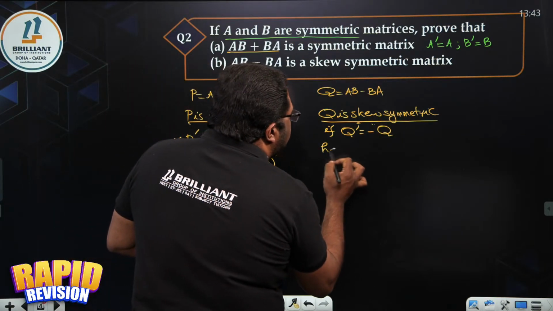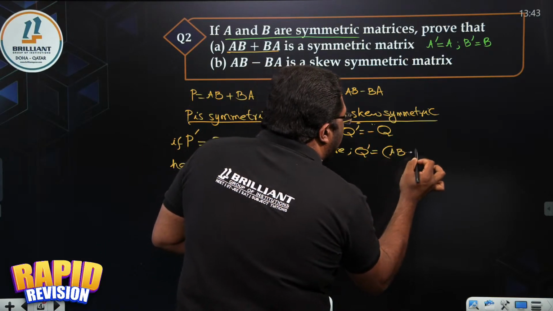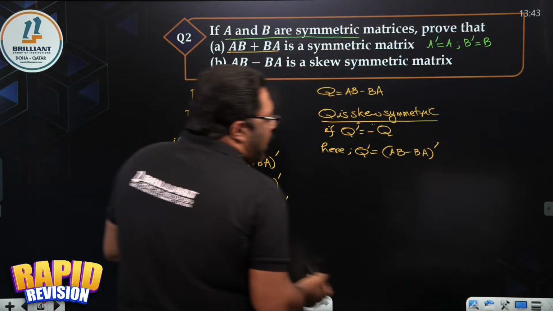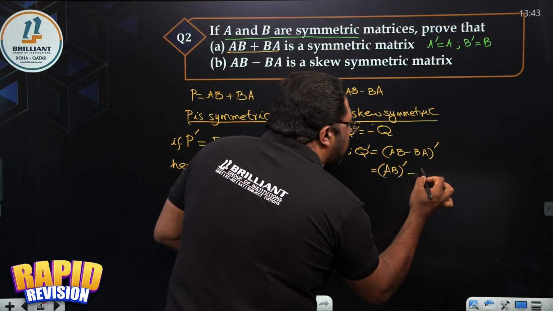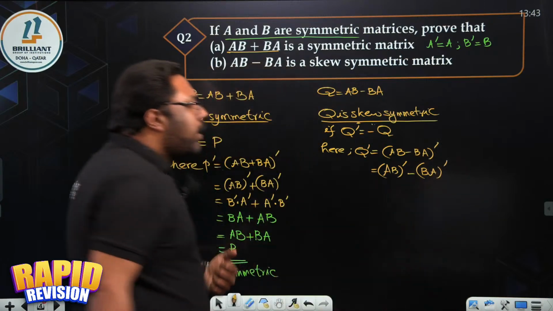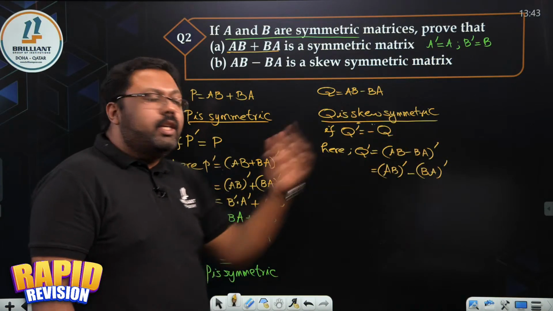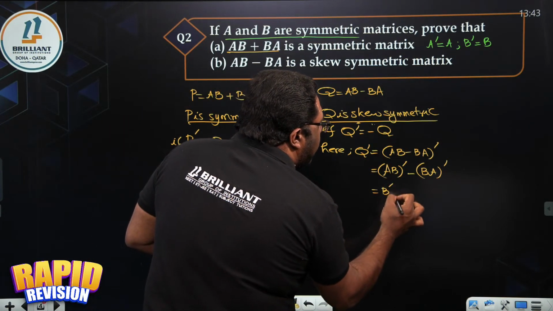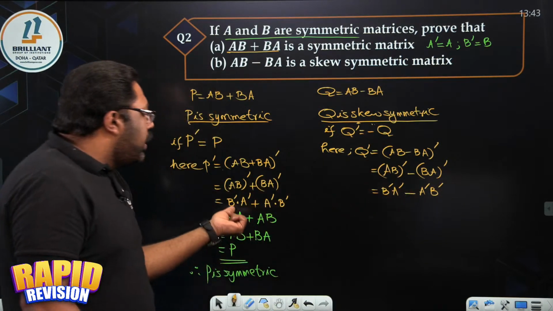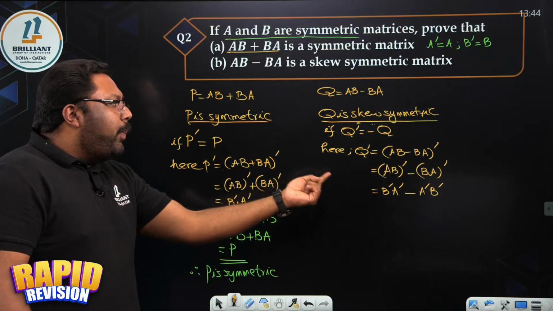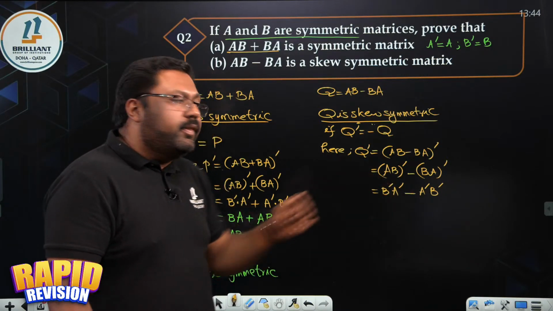So here let us consider Q dash. The same technique: transpose of AB minus BA. Again, subtraction of two matrices, so AB dash minus BA dash. The property of transpose says that if you subtract two matrices, you can simply apply the transpose on each of them. Now that is equal to B dash A dash minus A dash B dash. This property I already explained before: when you apply transpose on the product, you reverse the product and apply transpose on each of the matrices.